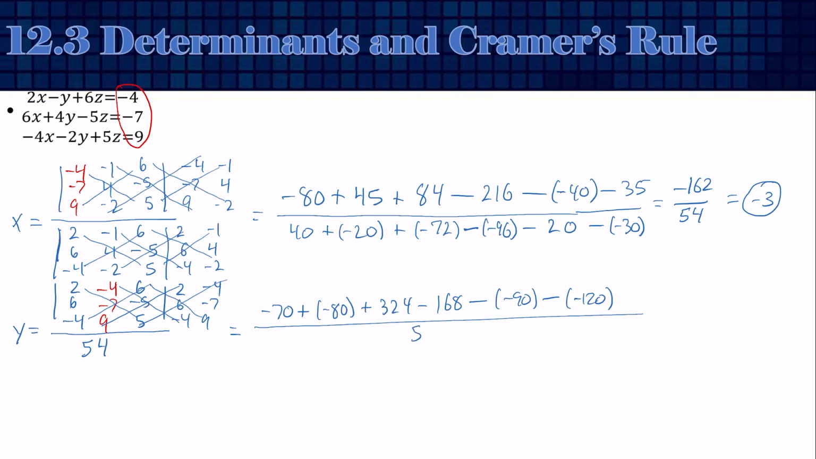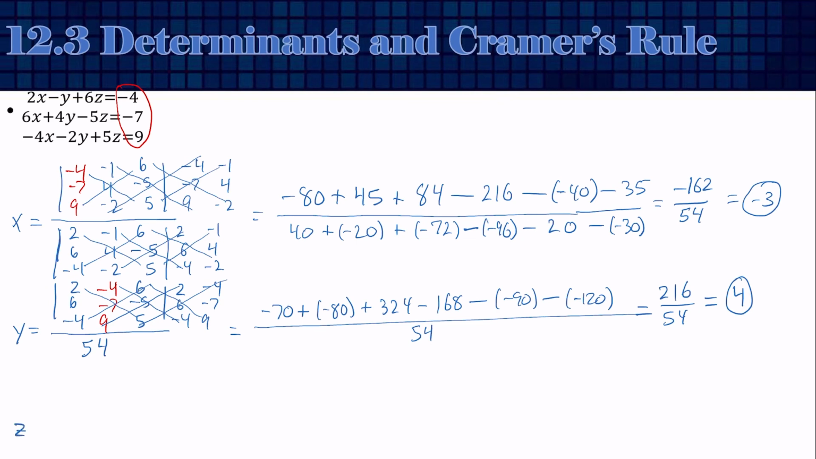And the bottom is the same as it was for the x, which is 54. So on the top, we have -70 plus -80 plus 324 minus 168 minus -90 minus -120, which gets me 216 over 54, which is 4 when I divide.